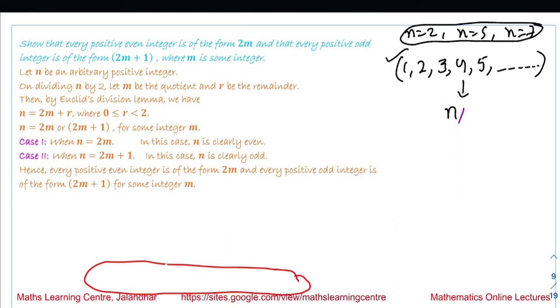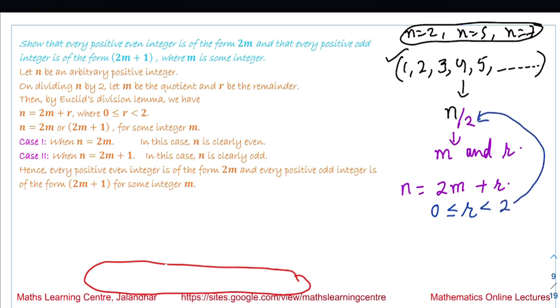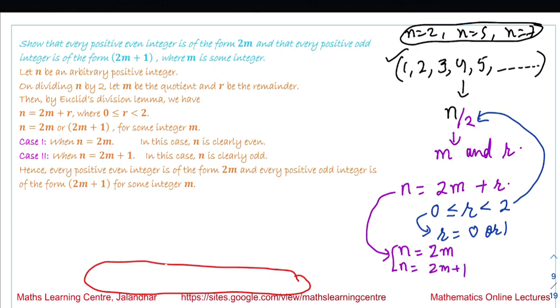Now if we divide this n by 2, from Euclid's division lemma we know that there are two whole numbers m and r such that n is equal to 2m plus r, and the value of r is greater than or equal to 0 and less than 2. The remainder is less than 2, so the value of r can be 0 or 1. It means n can have two forms: n is equal to 2m when r is equal to 0, and n is equal to 2m plus 1 when r is equal to 1.